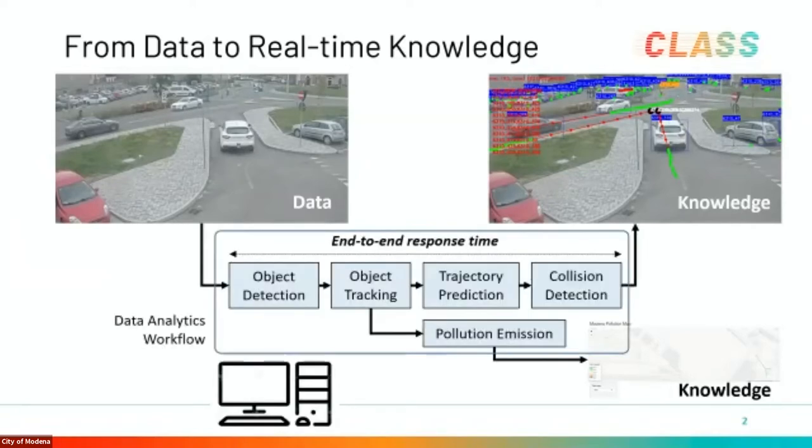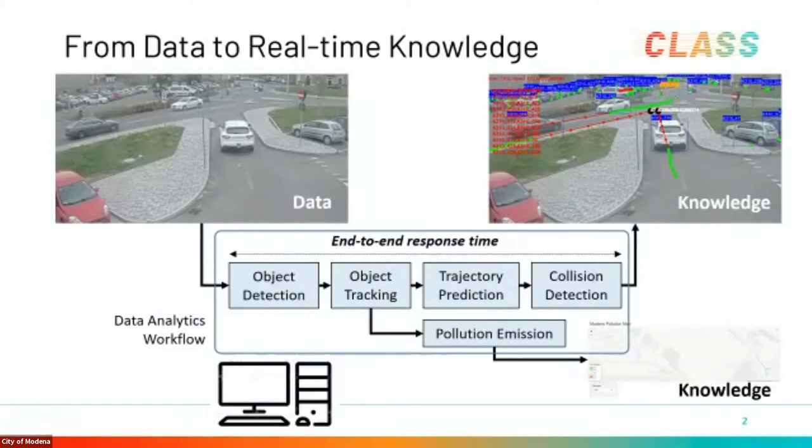And to do this, what we need to do is to define a data analytics workflow in which the data is processed by different methods until providing the knowledge we are interested in. For example, in this case, in order to detect potential collisions, we would need to detect objects, track them, predict the trajectory of all of them, and then identify whether there is a collision or not.